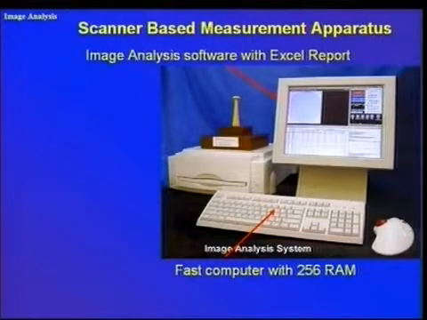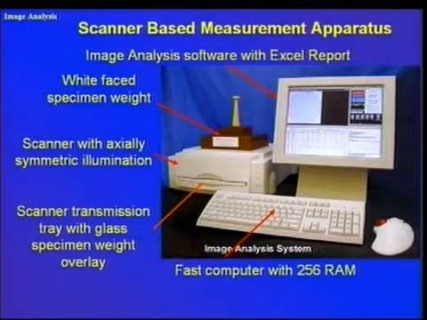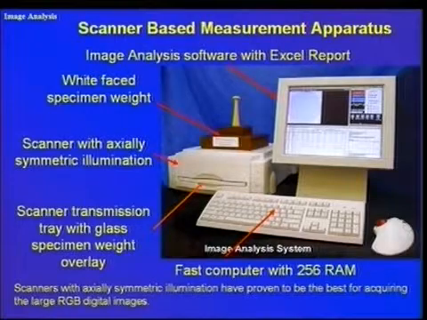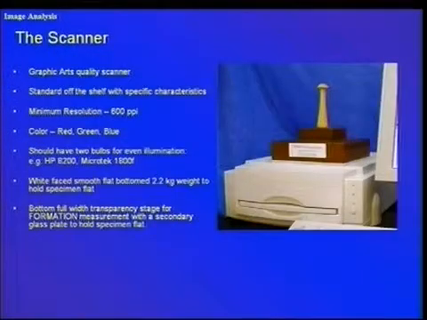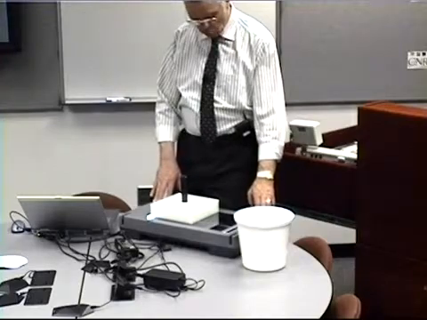The system is composed of several elements: an image analysis system, a scanner, or it can be a camera, and of course all the necessary accoutrements that go with a computer-based system. The computer can be an ordinary computer, but the scanner is a little bit special. The scanner should be a graphic arts quality scanner. The one that's shown here in the photograph is distinctly different than the one that is used in the laboratory of a recycle mill. This is an HP 8200 scanner.